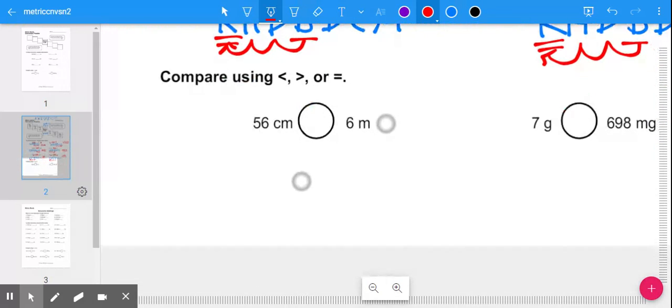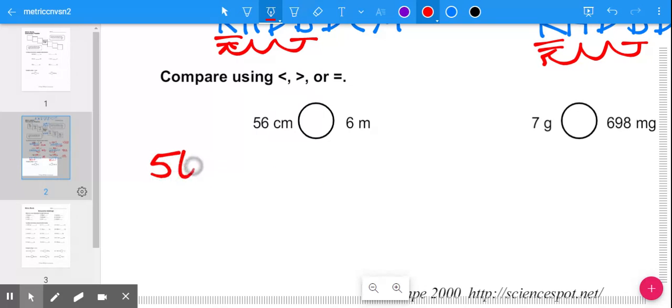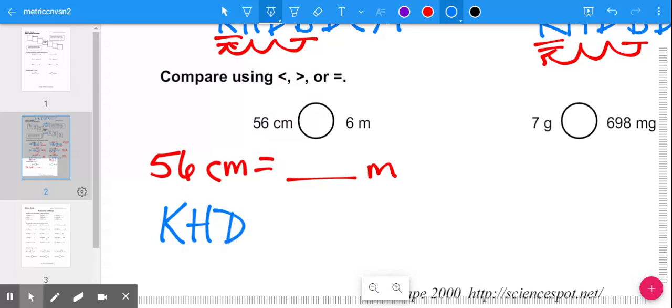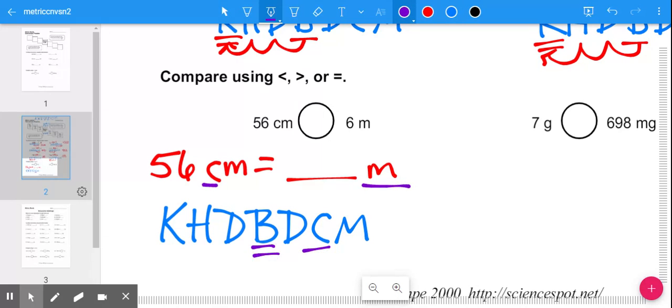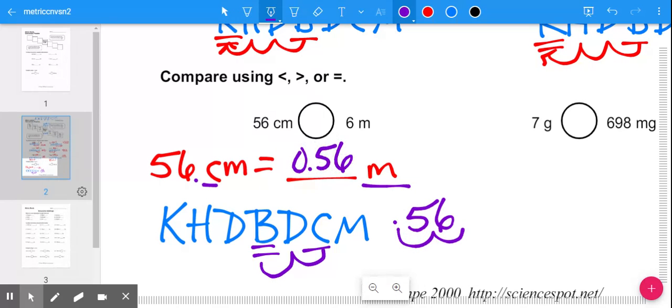So then when we're down here at the bottom, the first thing you have to do is convert them into the same units so that you can truly compare them. So the first thing I want you guys to do is go from 56 centimeters equals blank meters. So when you do your stair step, we're going from centi to your base unit. So we're going to go 1, 2 to the left. So your 56, 1, 2 to the left. So you're left with 0.56 meters.